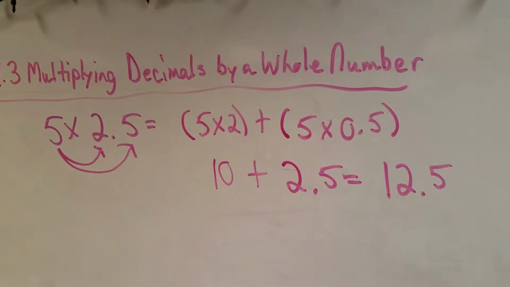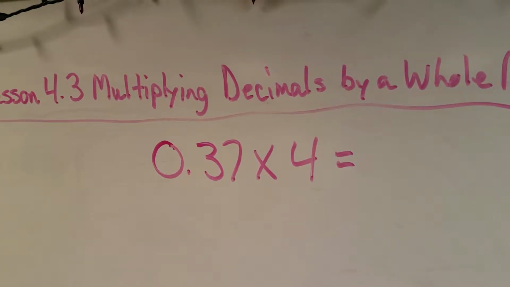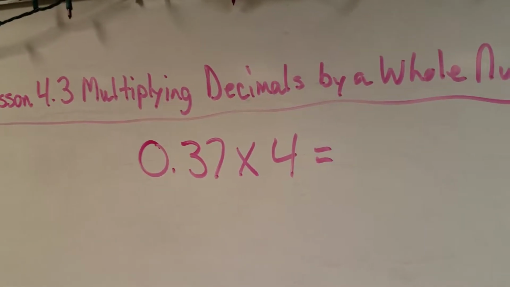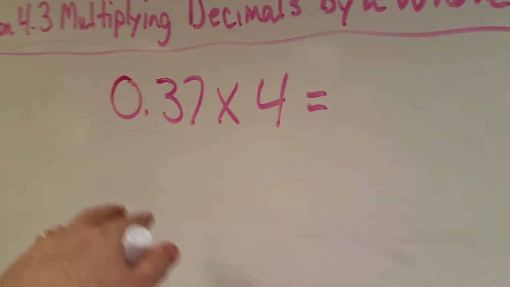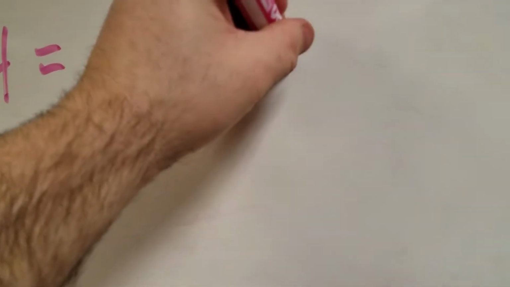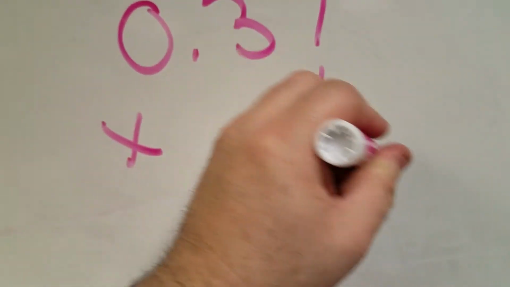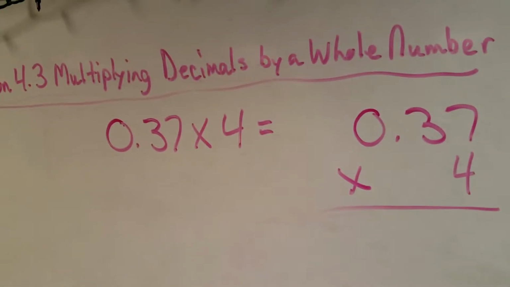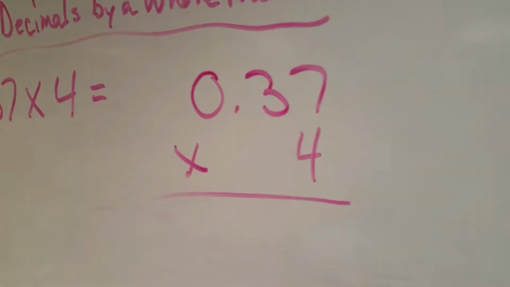Okay, hold on. I'm going to do one more problem. All right, so I have this problem, 37 hundredths times 4. Well, I don't like that it's in the horizontal alignment. So I'm going to go ahead and change it to a vertical alignment. Just moving it from sideways to above each other, no problem.